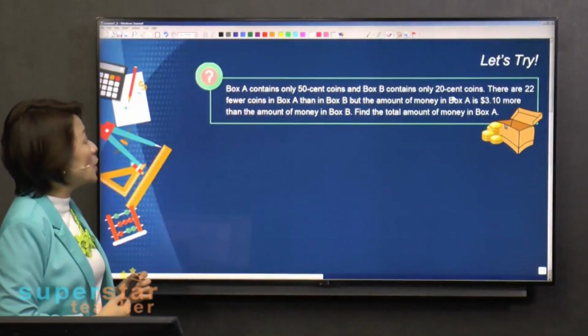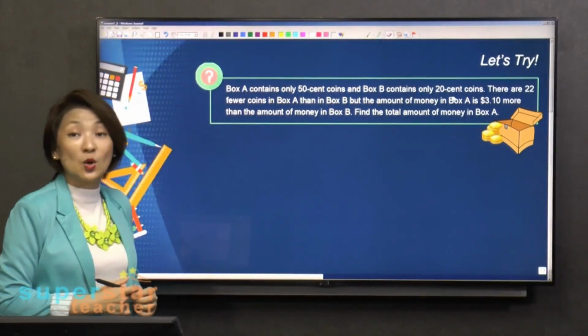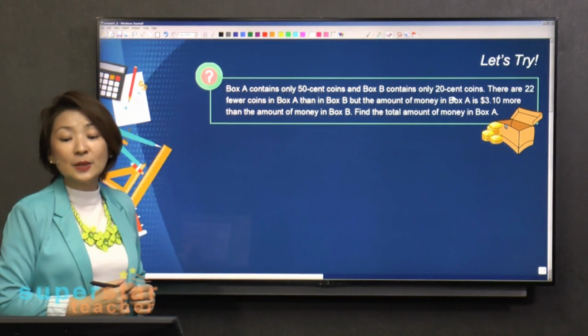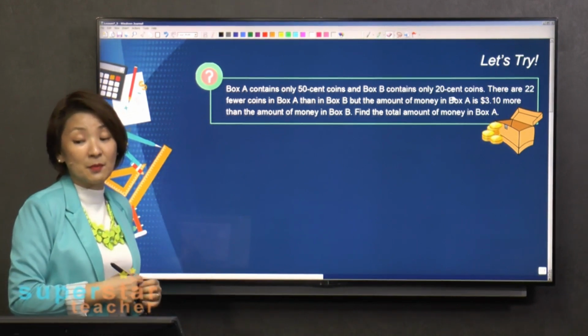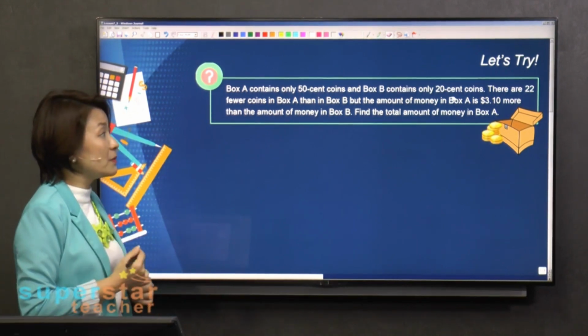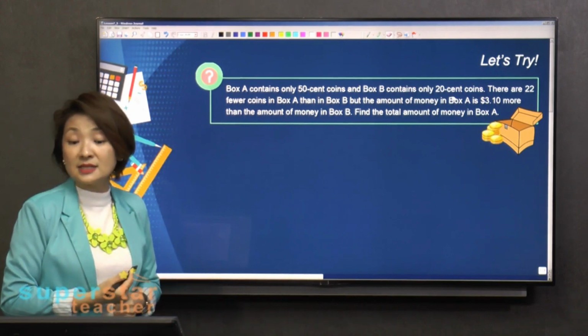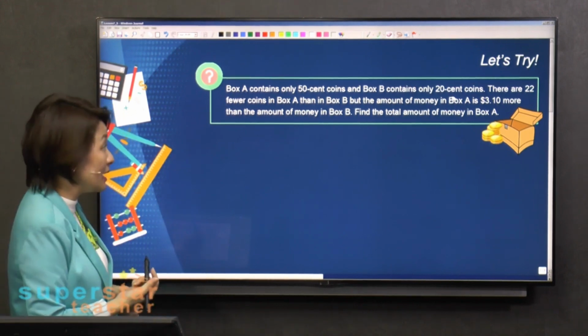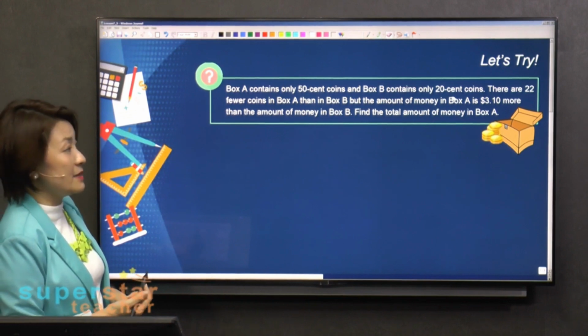Box A contains only 50-cent coins and box B contains only 20-cent coins. There are 22 fewer coins in box A than in box B, but the amount of money in box A is $3.10 more than the amount of money in box B. Find the total amount of money in box A.